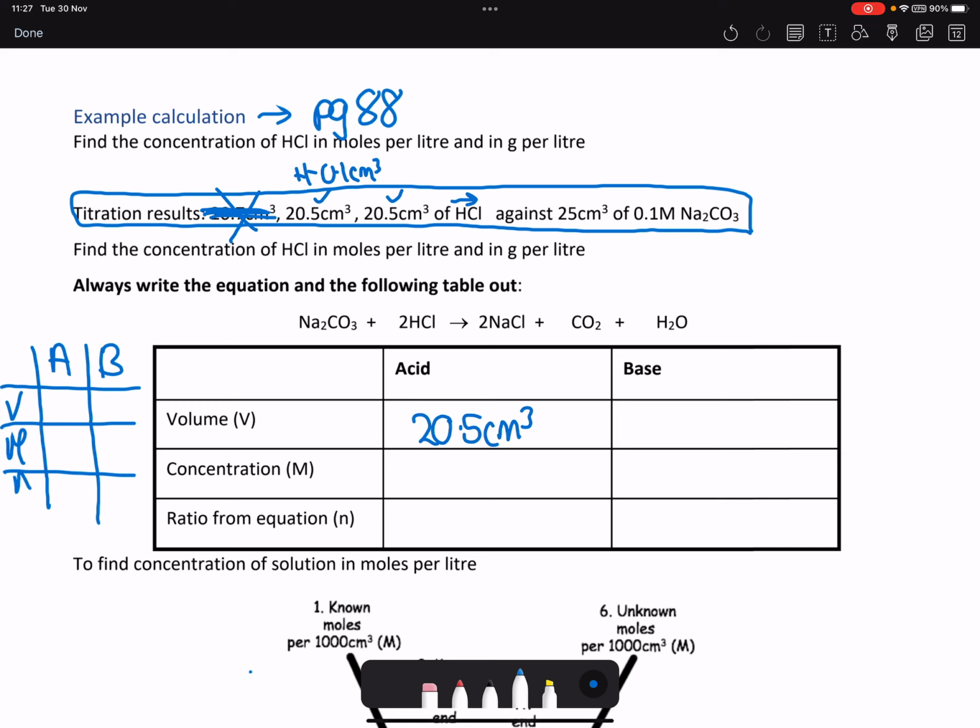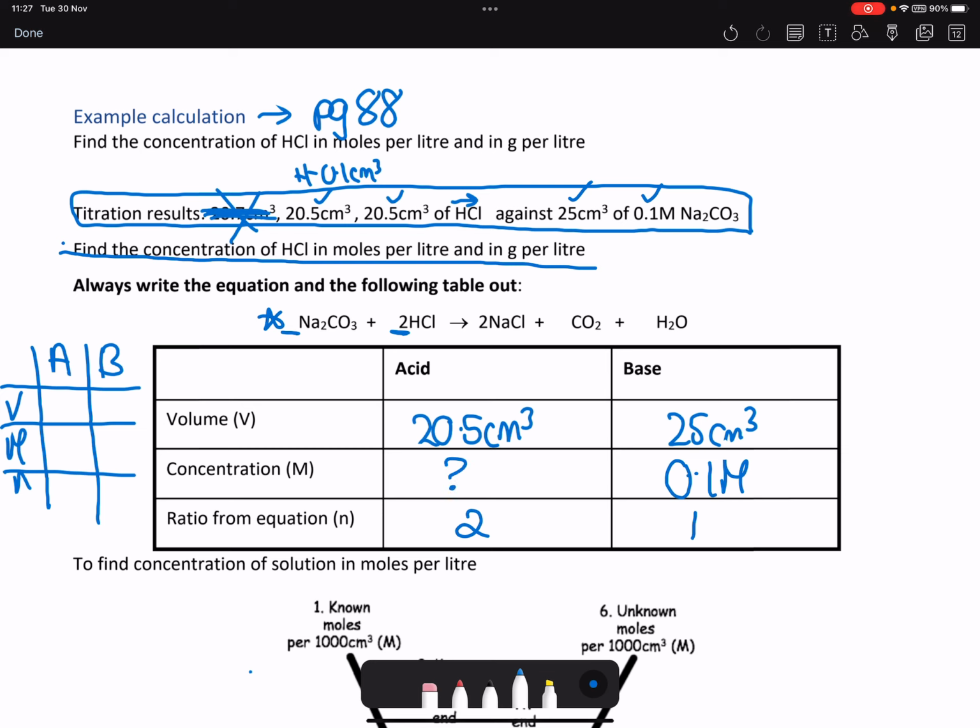I'm still reading across the line going this way. The next thing I have is 25 centimetres cubed of base. I have 0.1 big M, moles per litre, here. And now I go and look at my equation, and my ratio in this instance is 2:1. So 2 HCl to 1 Na2CO3. This sentence here tells me the question mark, the thing I'm trying to find out, which is the concentration of acid. So that's my question mark.